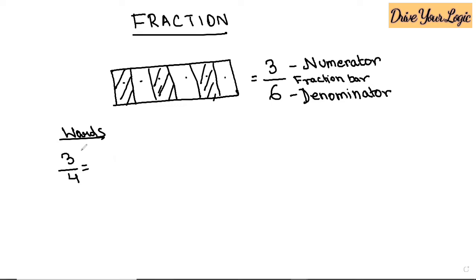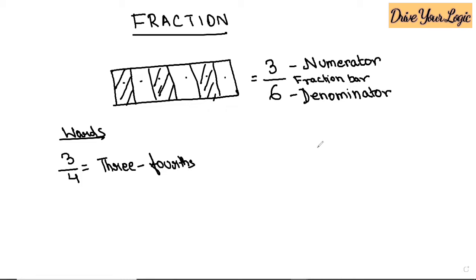What will you do? The first one, numerator, you start with a capital letter: Three, a normal 3. But for the denominator, always use th at the end. So what will you write? Fourths. Okay, 3/4. So the denominator we write with th, and the numerator, as usual, we write as normal number names.